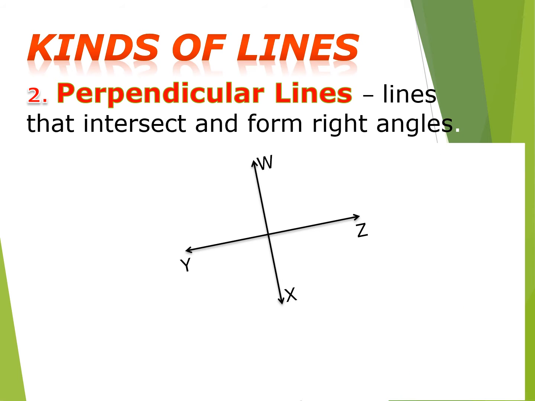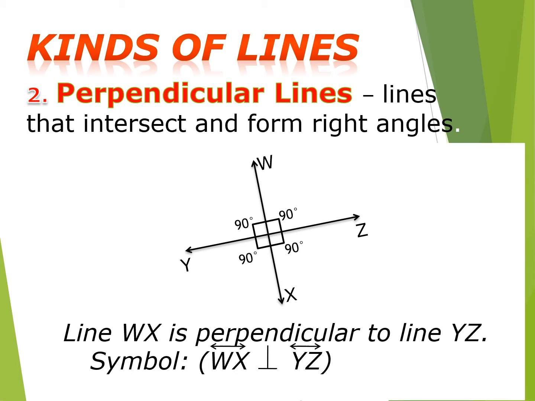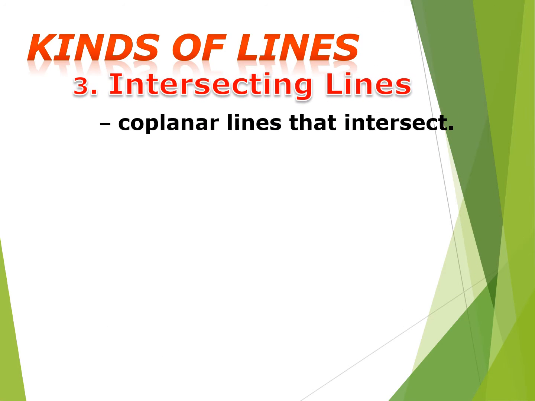How about this one? If we're going to name the two lines, line WX is perpendicular to line WZ. In symbol, that is the symbol for perpendicular lines. Questions? Okay, none. So how about this one? Intersecting lines. What's the difference between the perpendicular line and the intersecting line?